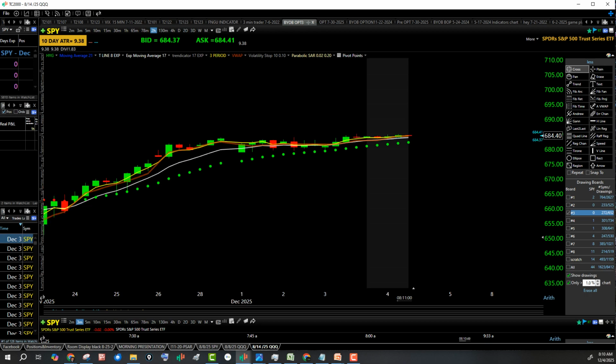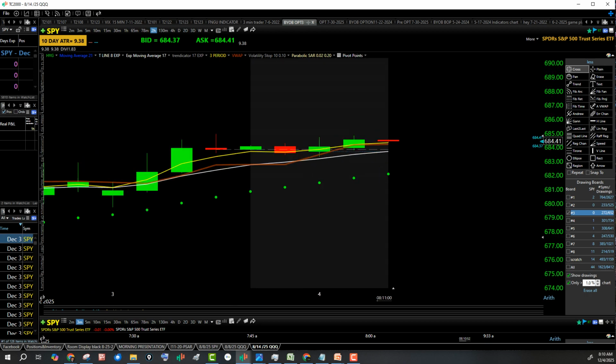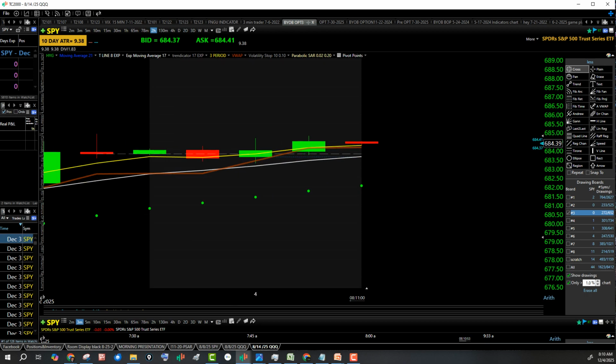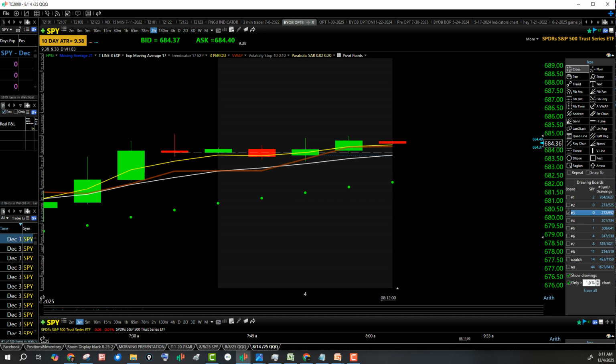So on the 2-hour chart, you can see just barely. I'll zoom way in. You can see the 3, which is the yellow line, and the candlesticks are riding on top of the 3. This is the close from yesterday. Candlesticks riding on the 3, and there's space between the 3 and the 8. The 8 is the white line. The brown line is VWAP.